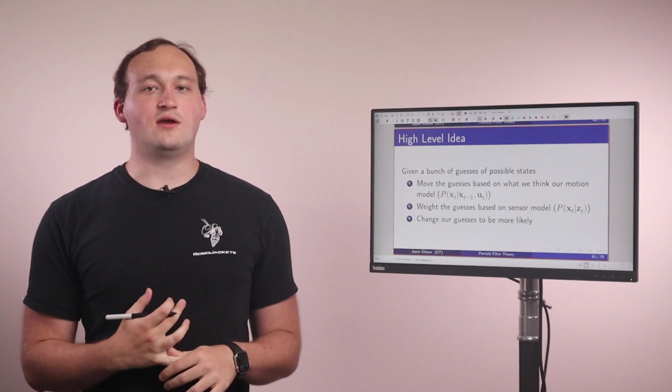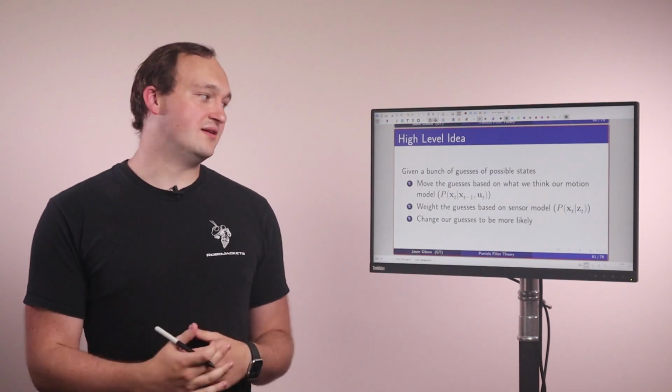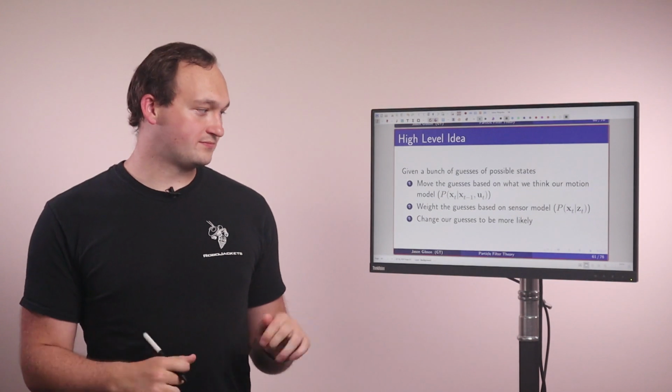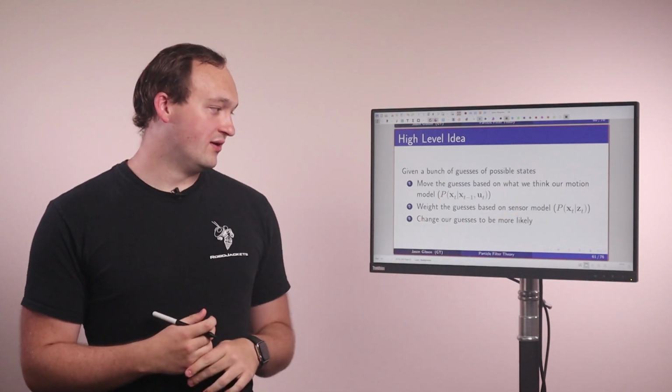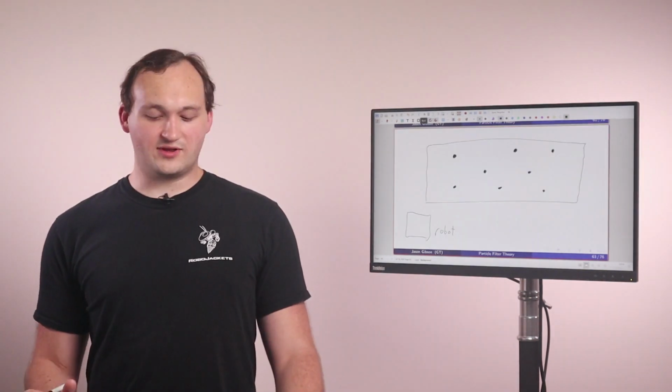And then I'm going to say, okay, now that I've moved them, what is the most likely state given the sensor reading that I have? And that is going to use our sensor model. And then what we're going to do is change our guesses to be more likely. So what does this really look like?